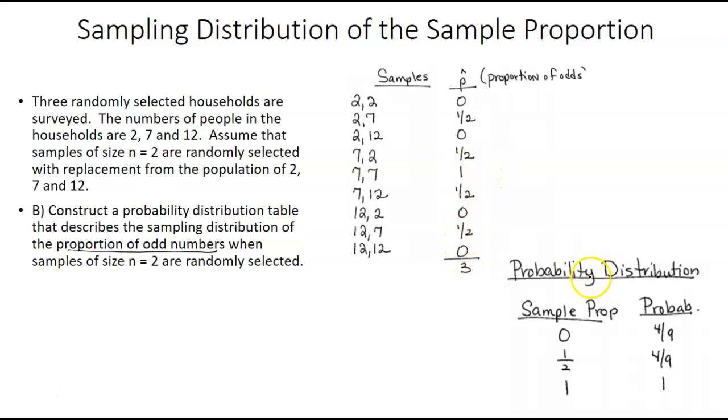So when I look at making my probability distribution, the sample proportions that show up are 0, 1/2, and 1. And that's why I list these here. When I go back and look at how often they're occurring, I've got 1, 2, 3, 4 zeros. So that's why it's 4/9. And then I've got 1, 2, 3, 4 halves, so 4/9 again. But I've got only one case that has a 1, so that gives me a probability here of 1/9.